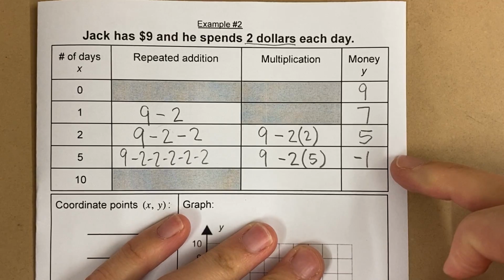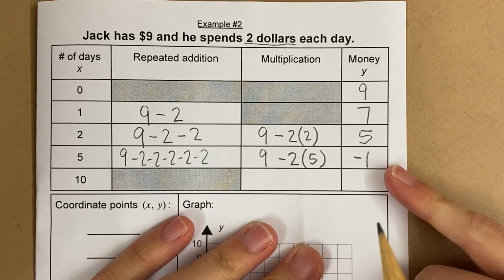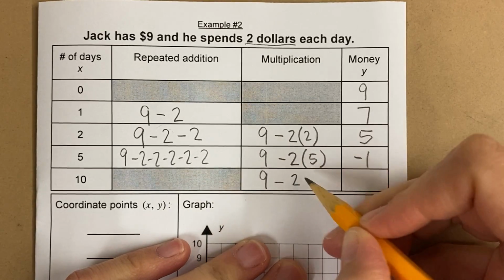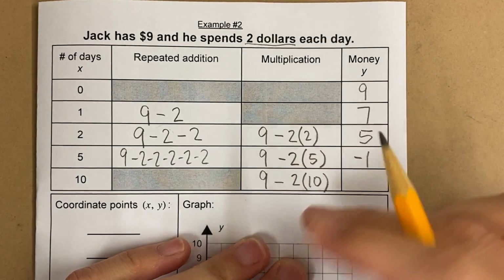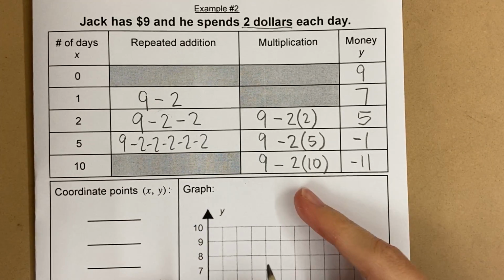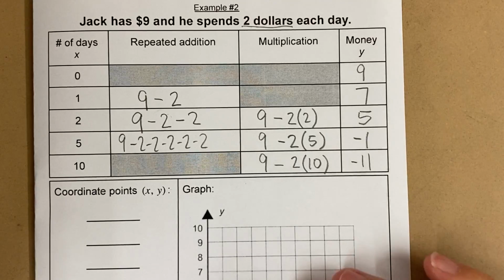Now, look, in real life, this doesn't really make sense, right? After he runs out of money, he can't just keep spending. He can't just get negative money, okay? And the same is going to be true here, right? After 10 days, he actually doesn't have enough money to just keep spending $2 a day. And we're going to talk tomorrow about how we can avoid this situation where we have a negative result, which doesn't really work in real life.